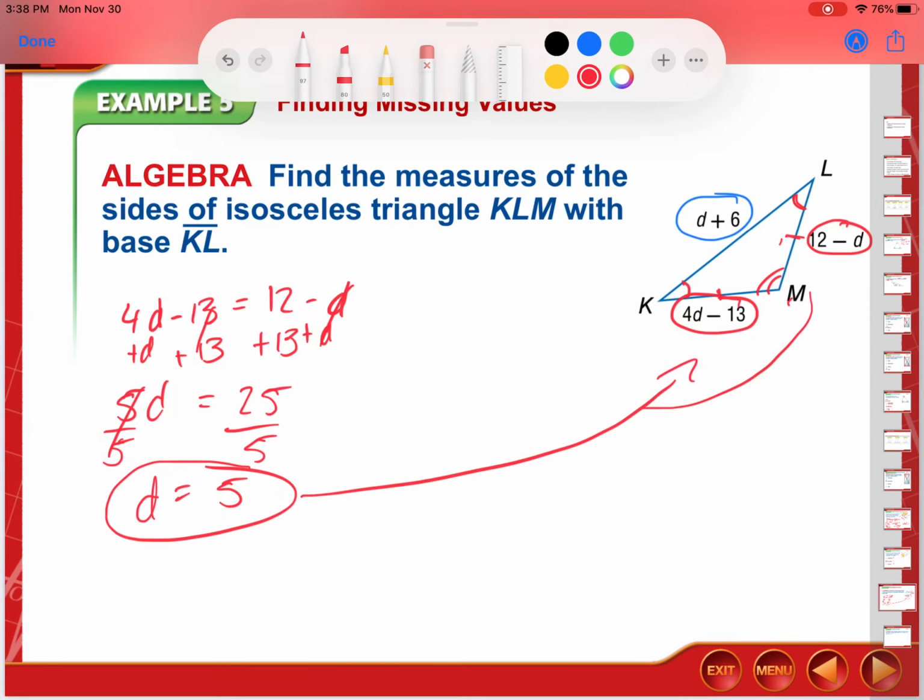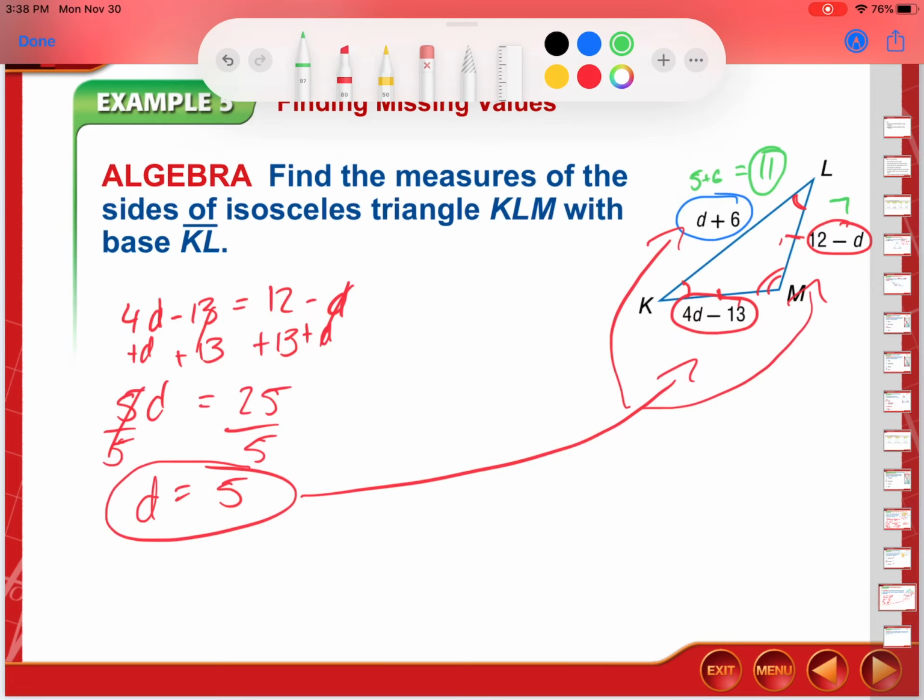5. So D equals 5, but we're not quite done yet because we have to take this value and plug it back in to all three of those. I'm going to write my final answers in green. So the side length of KL would be D plus 6, and D equals 5. So I would say 5 plus 6 equals 11. So that would be my final for this one.